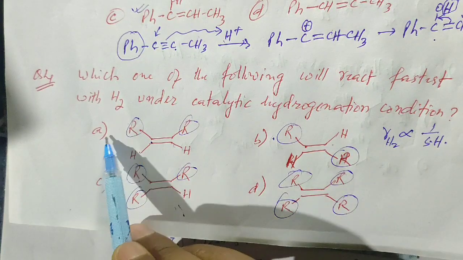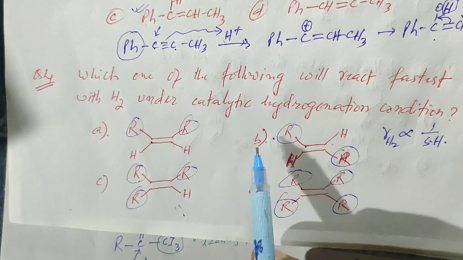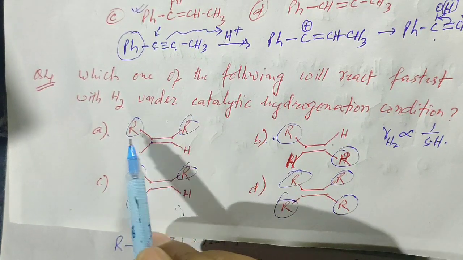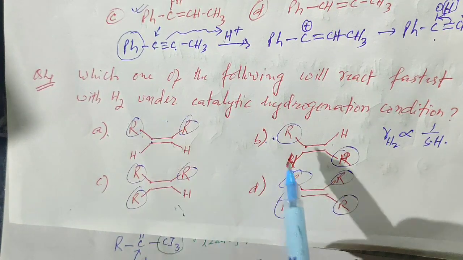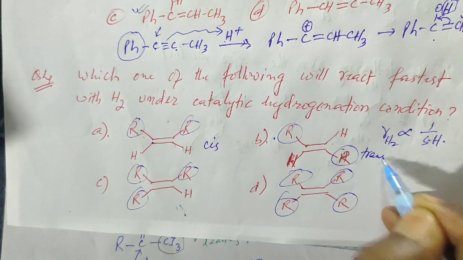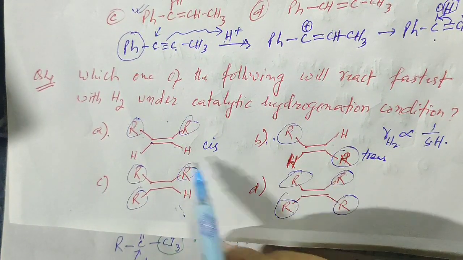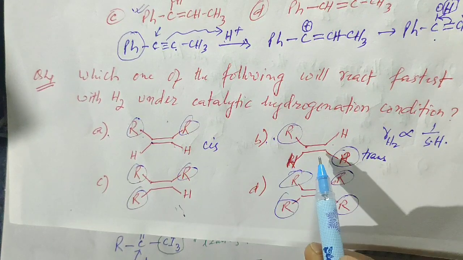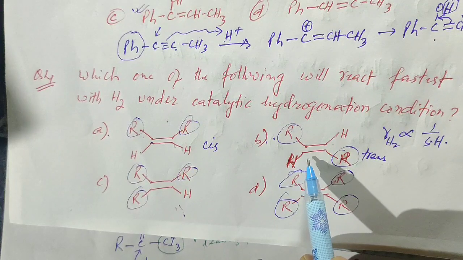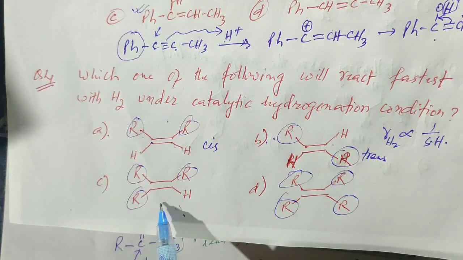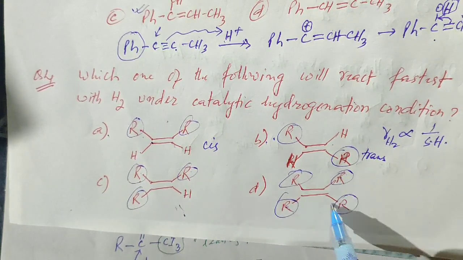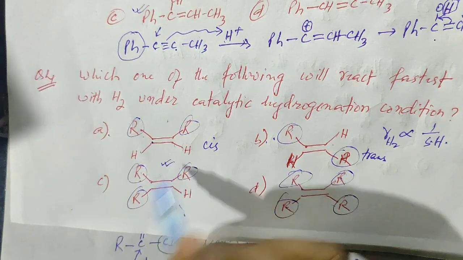So the answer will be among A and B, but we need to check: this is a cis alkene because the alkyl groups are on the same side, while this is a trans alkene. So which one will be more stable? Since the trans alkene is more stable than the cis alkene, the cis alkene will be more reactive than the trans alkene. And between these two, there are only 3 alkyl groups, but in this case 4 alkyl groups are attached, therefore this will be more reactive.